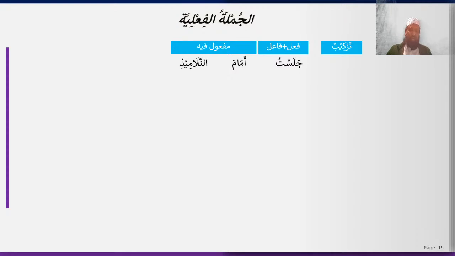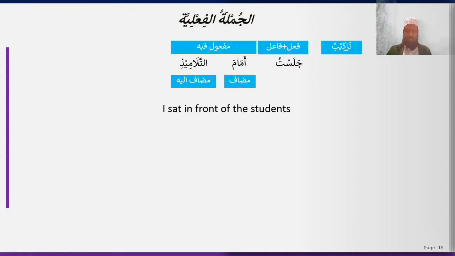But in مفعول فيه we have a phrase. What is it made of? مضاف and مضاف إليه. So the translation will be: جلس يجلس, to sit. جلست means أنا, I sat in. See, even in English you have the meaning of in. I sat in front of the students.